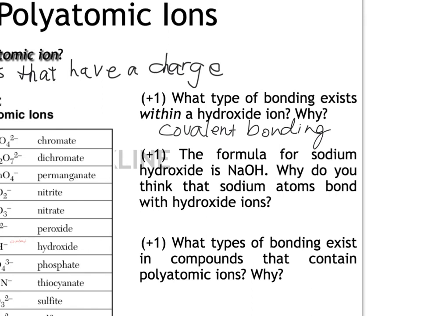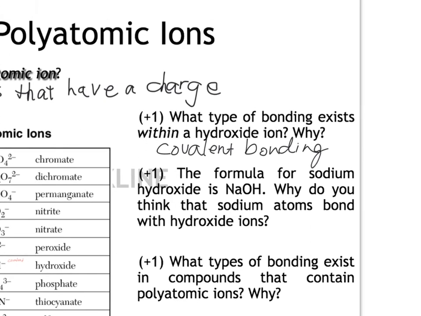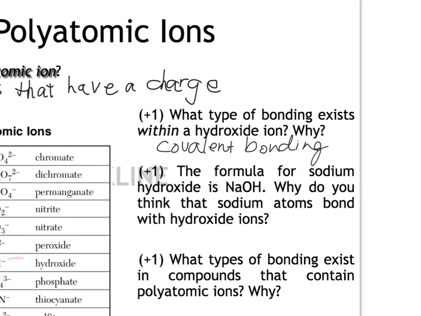The next question asks why sodium ions would bond to hydroxide ions, and the reason is that sodium ions are typically positively charged because they're going to lose electrons to become ions. And we just went over that hydroxide ions are negatively charged. So therefore, there's going to be attraction between them, and the attraction is going to create that bond.